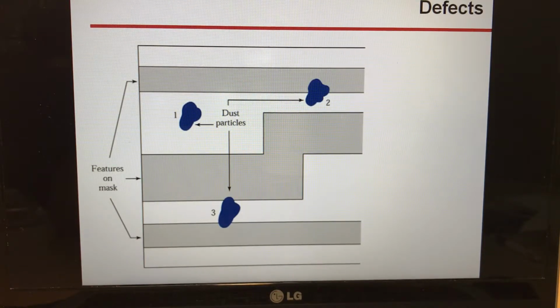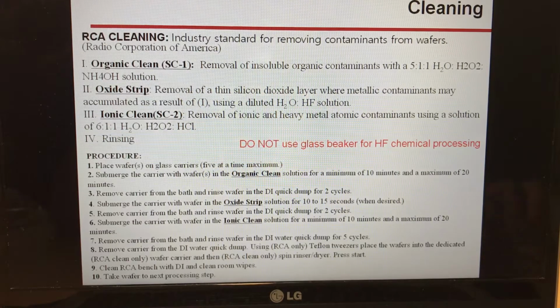Defects are dust and watermarks, which make performance low or cause shorts. When we make a PCB, this particle makes mask-to-mask joining, so the circuit is shorted. So we clean the wafer perfectly.